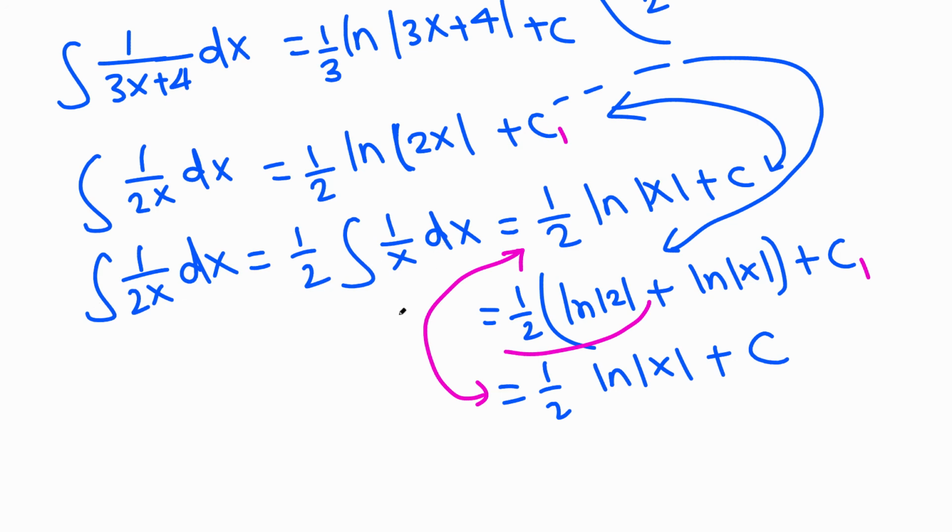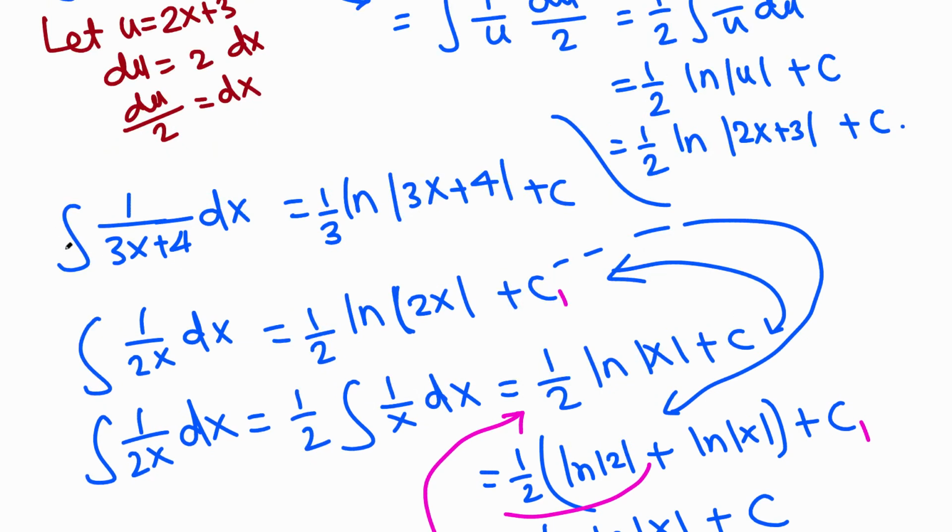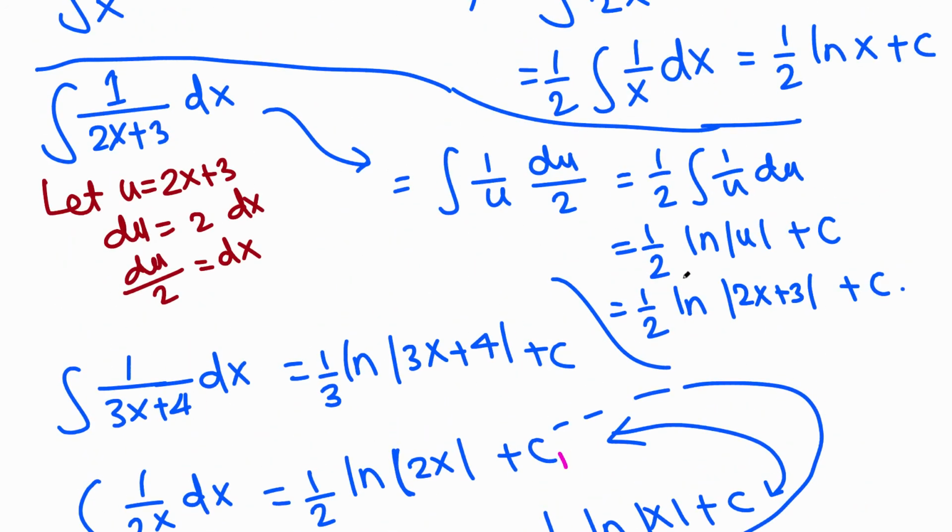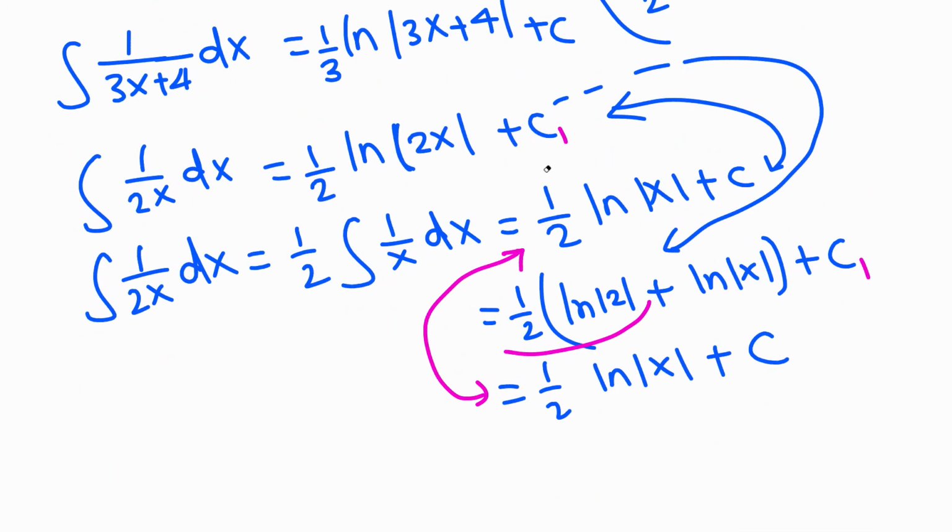So for 1 over 2x dx, since we can pull the 2 outside, we can go this way, or we can just write it this way. Unfortunately, when we have 1 over 3x plus 4, we cannot pull 3 outside and leave 1 over x plus 4. That's wrong. All we have to do is this idea: take the natural log of the bottom, and divide by the derivative of the bottom, which is 3. Okay, and see my website for more examples.